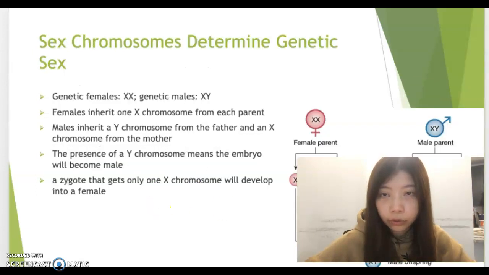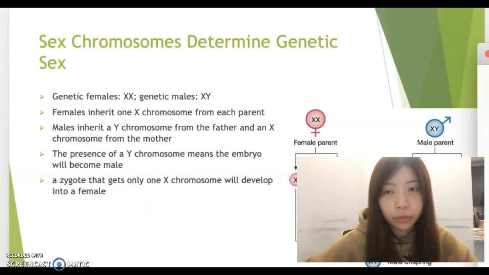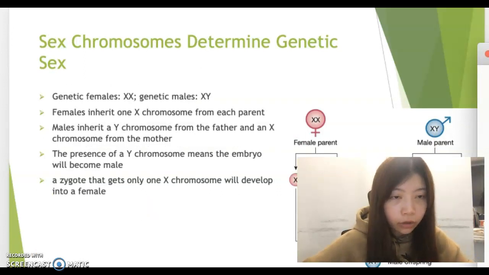Now, let's move to the next part. Sex chromosomes determine genetic sex. The sex chromosomes a person inherits determine the genetic sex of that individual. Genetic females are XX, and genetic males are XY. Females inherit one X chromosome from each parent, while males inherit a Y chromosome from the father and an X chromosome from the mother. The Y chromosome is essential for development of the male reproductive organs.